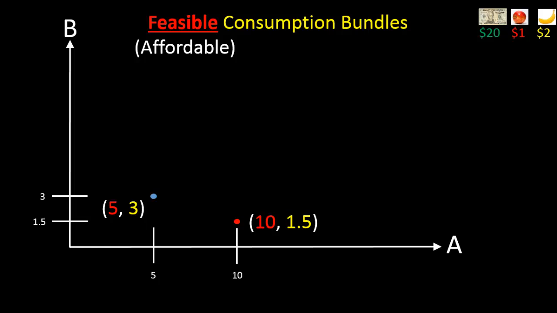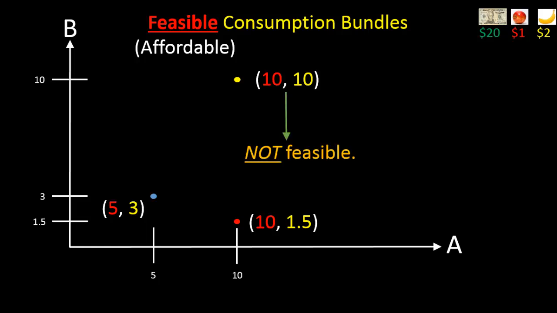Let's now look at yet another example of a consumption bundle, the bundle that's highlighted in yellow. This is the bundle 10 apples and 10 bananas. Is this a feasible consumption bundle? Well, it turns out that it isn't, because 10 apples and 10 bananas are going to cost altogether $30, and that's more than Chris's income of $20.